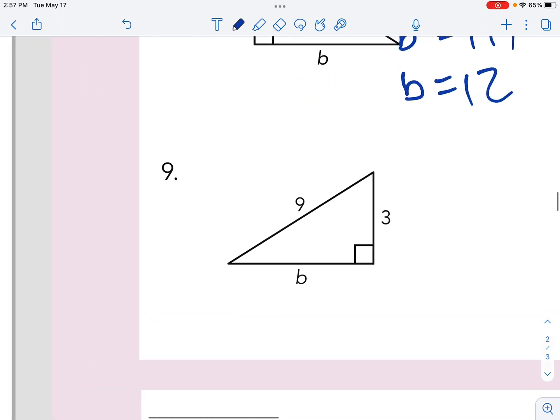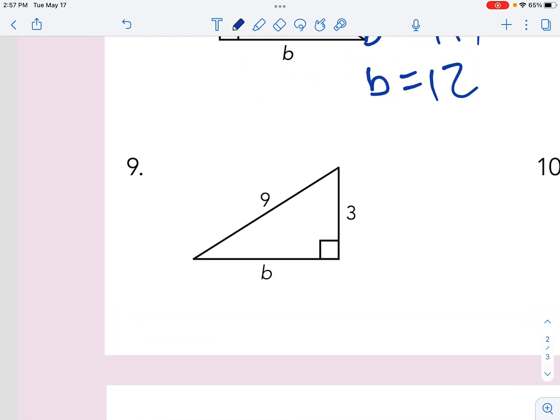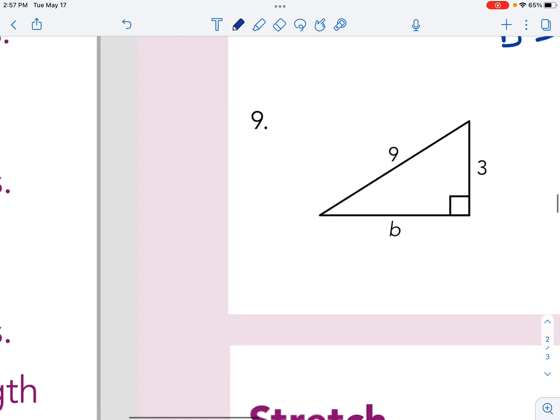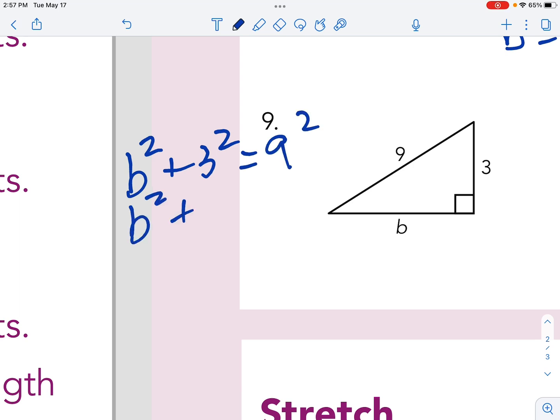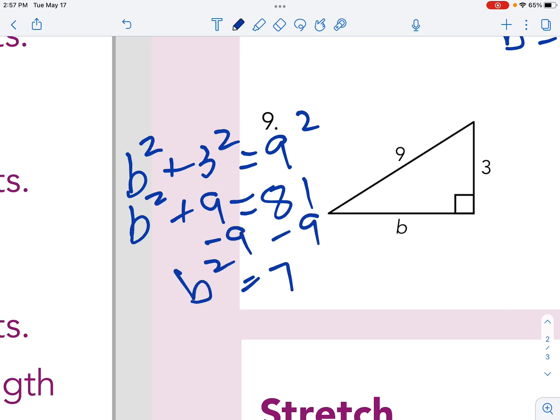Over here, sorry, I'm trying to give myself room. I would take b squared plus 3 squared equals 9 squared. So that would be b squared plus 9 equals 81. I subtract 9. I get b squared equals 72. I take the square root of both sides, and I get b is approximately 8.5.